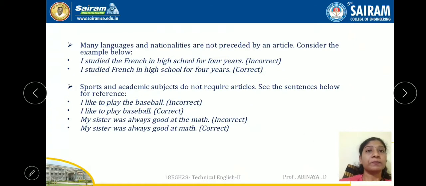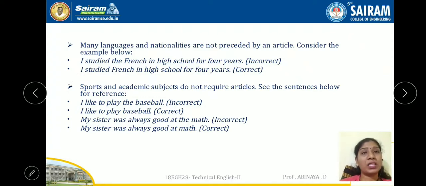Okay. So languages and nationalities are not preceded by an article. While you are mentioning languages and nationalities, you should not use any articles. For example, French is French, not a French or the French. English also: not a English, the English, just English. So languages should not come with articles. Next, sports and academic subjects do not require any articles.